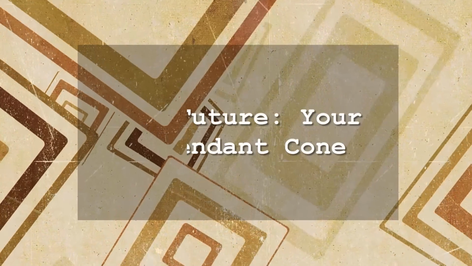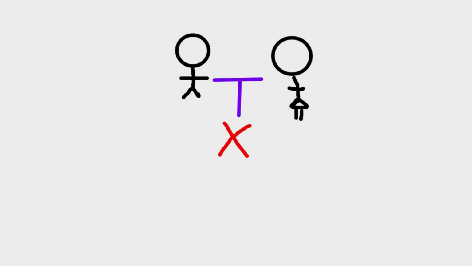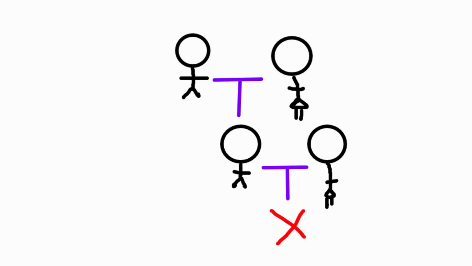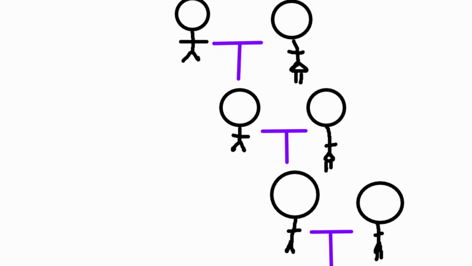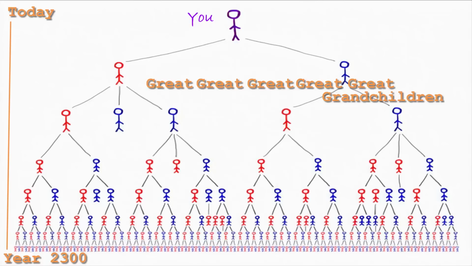The future, your descendant cone. Maybe you won't have children, or maybe your children won't have children, but barring those possibilities, you're likely to end up being either the great patriarch or matriarch of a descendant cone that will eventually make up a sizable chunk of the human race. In its first couple hundred years before expanding into the thousands, it might look something like this. Let's take a closer look at one of your hundreds of great-great-great-great-great grandchildren.